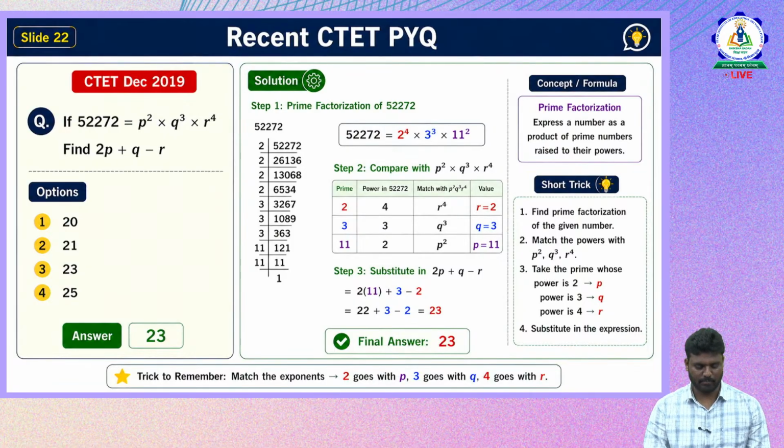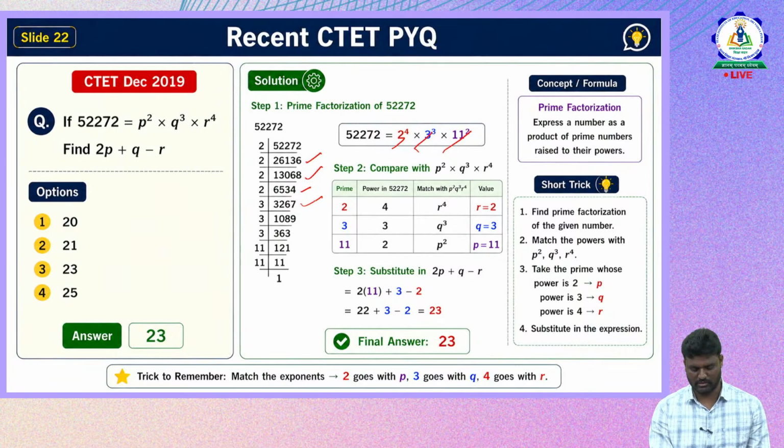Since a number has been given, we will try to identify it through prime factorization of 52,272. If you do the prime factorization, we will get 2 to the power of 4, 3 to the power of 3, 11 to the power of 2. This can be divided by 2 to get 26,136. Again divided by 2 gives 13,068, again by 2 gives 6,534, and again by 2 gives 3,267.